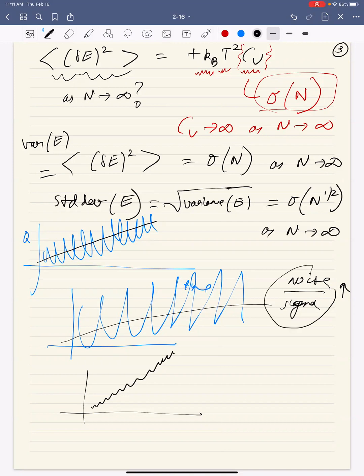So what do I mean mathematically by noise by signal? Noise is the standard deviation, while signal is the mean. That's the idea. This is how one measures, not variance over mean, because variance has square of the dimensionality, right? Noise by signal is a dimensionless quantity.